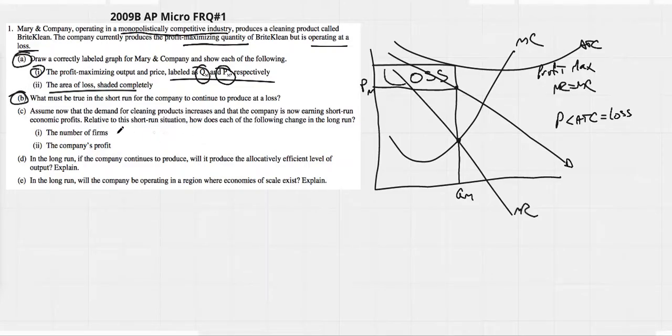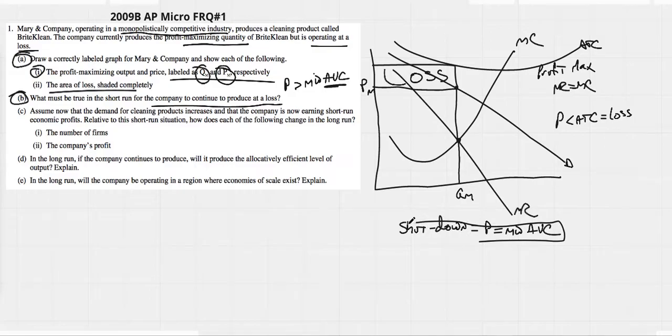This is a stock question they ask quite a bit. What must be true in the short run for the company to continue to produce at a loss? Well, the price must be greater than the minimum of the AVC. The AVC, remember our shutdown point. Shutdown is where the price equals the minimum of the AVC. So if the price ever fell to that minimum of the AVC, we would shut down immediately. For us to keep operating, even though we're making a loss, the price better be greater than the minimum of the AVC, or we would have shut down.